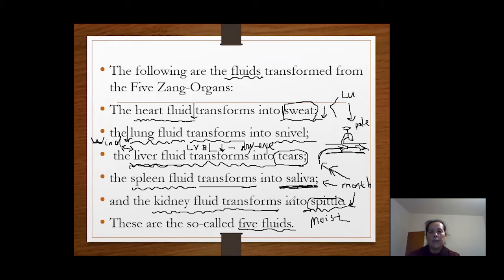So we say there are five different kinds of fluids, all coming from the organs functioning normally. Then they will have that fluid. If the organ loses function, they won't have that special kind of fluid.